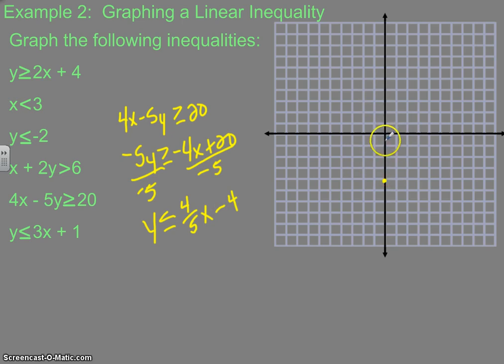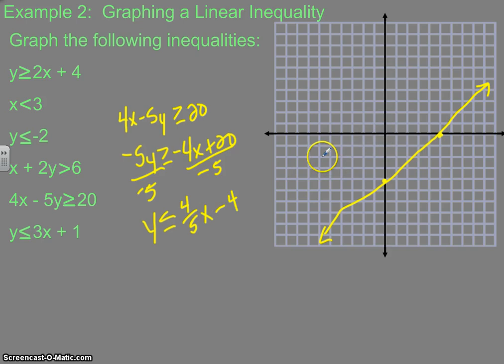4/5, I'm going to go up 4 over 5. 1, 2, 3, 4, 5. Is there an equal sign in it? Yes, there is. So I'm going to have a solid line, and it's going to be terrible looking. Okay, but you get the picture.